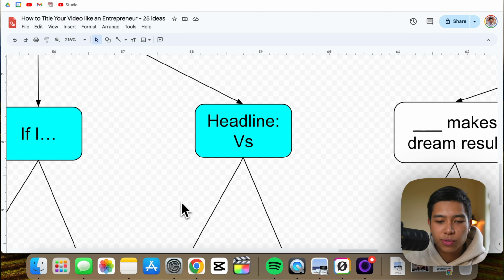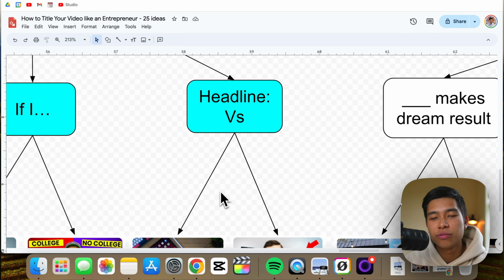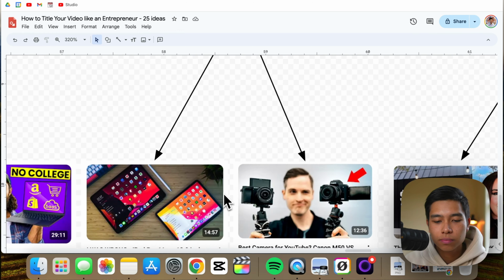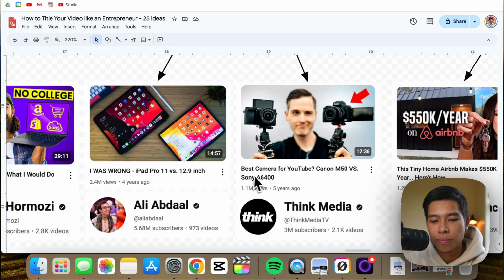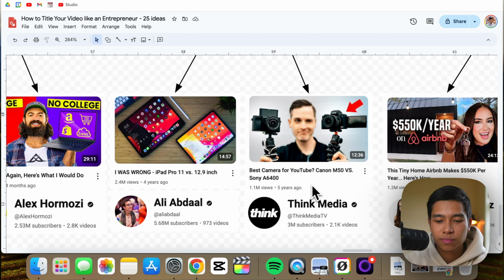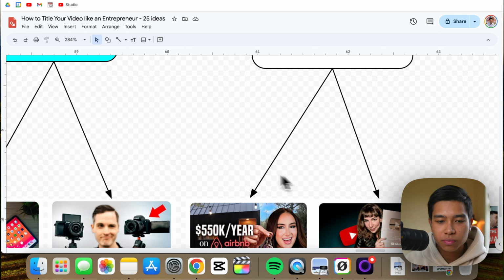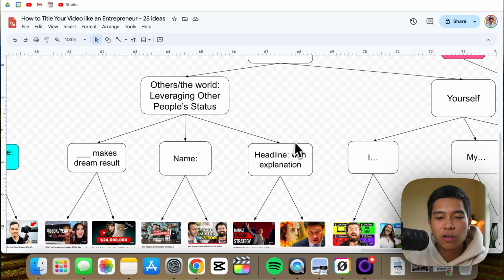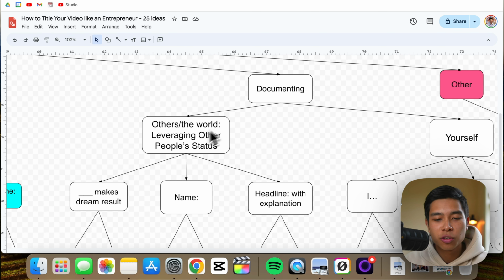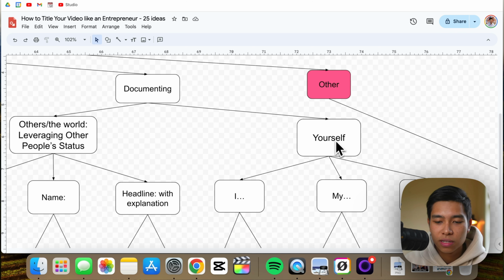All right. Next, we got the headline and then a versus statement. So this is usually done with technology. So the headline, I was wrong, or best camera for YouTube, and then iPads and cameras. So headline and then something versus something else. Now, moving on to documenting. We can either document something for other people or we can document ourselves.